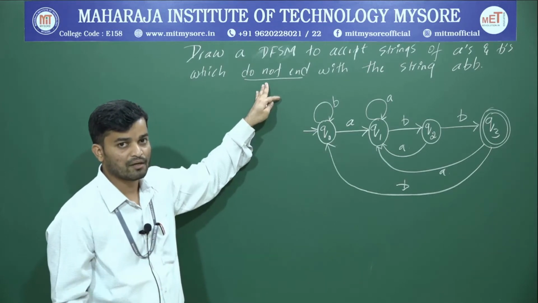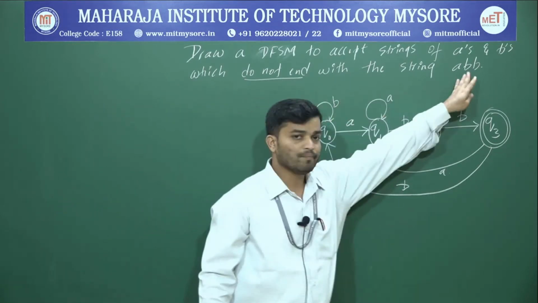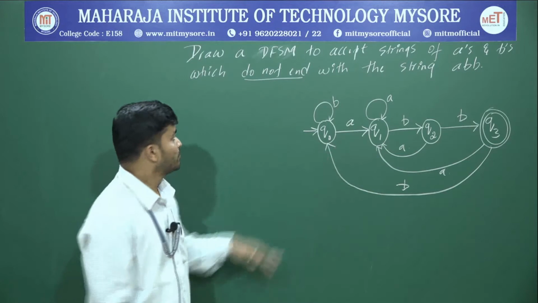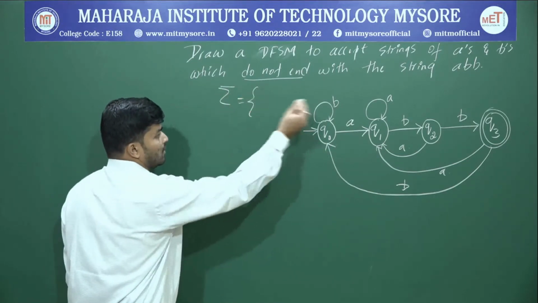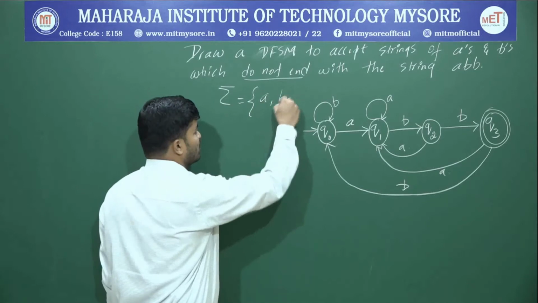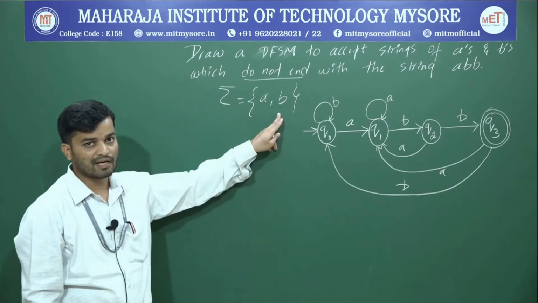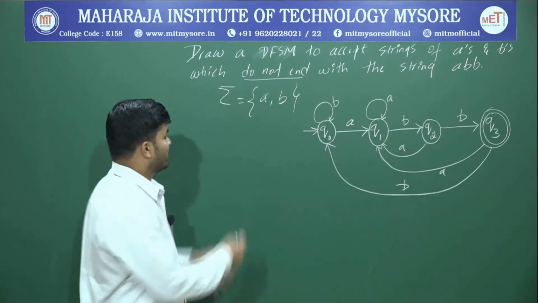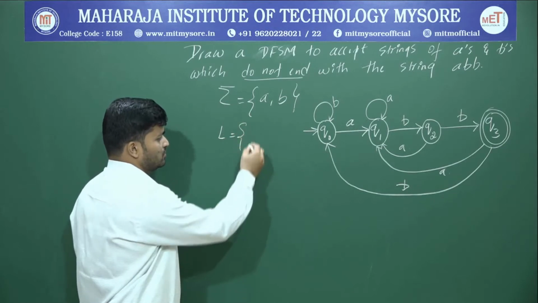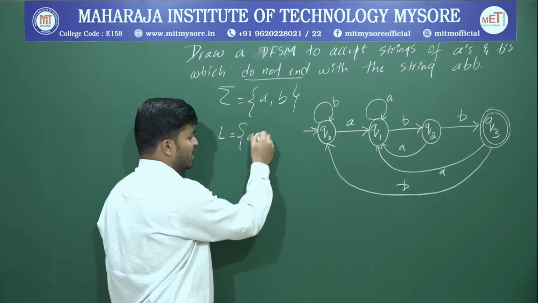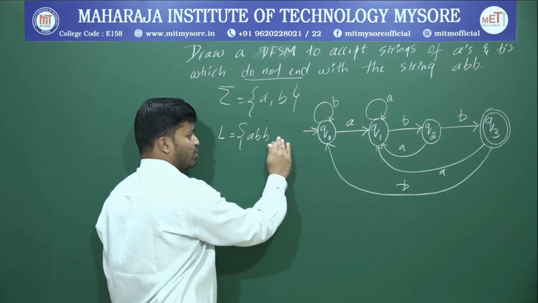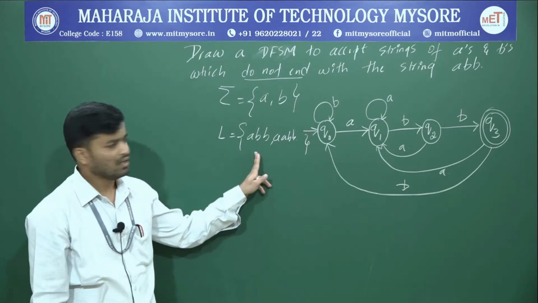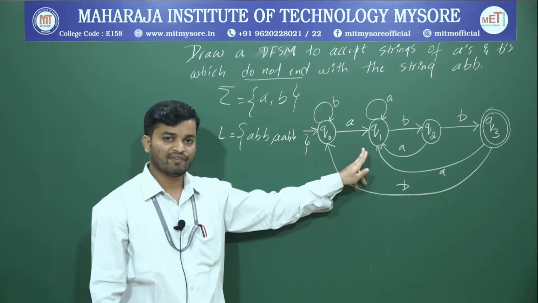In the last video, I already solved this particular problem, ending with ABB. If you observe that one, we will get the DFA in this way. Sigma will be A comma B. Why is it A comma B? Because the strings are of A's and B's. For ending with ABB, the minimum length string is ABB, and you can form AABB, BABB, and n number of strings. So the language is infinite, and you will get the DFA in this way.